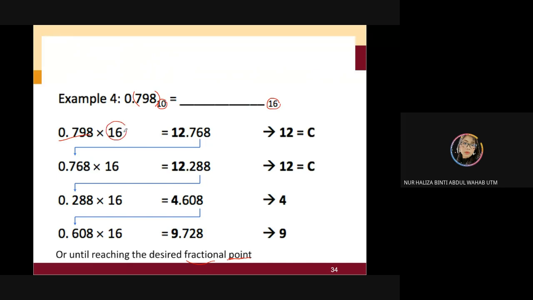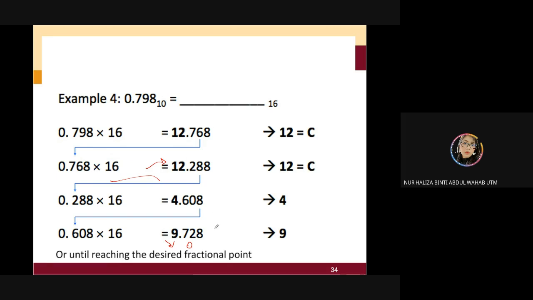And then with this 16, I will get the answer like this. But the one that I will bring down is only the fraction value. The fraction value I will bring down to repeat again. So when you repeat, you get an answer, you repeat, you get an answer. And of course, if you try, there is no chance you will get the value of 0 for your fraction.